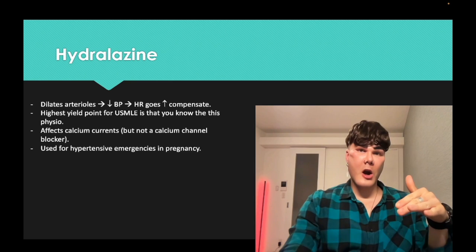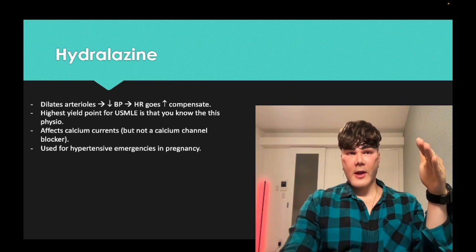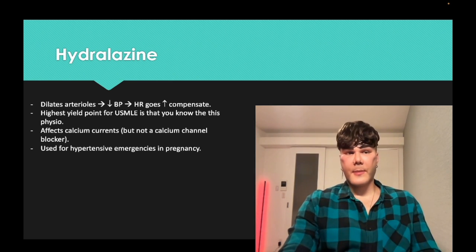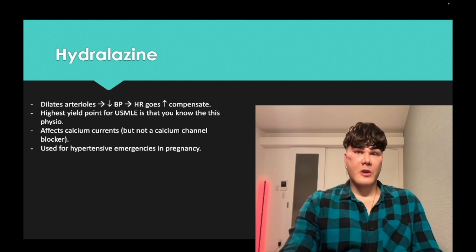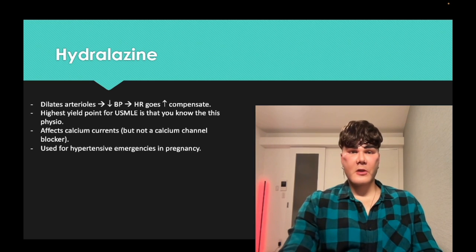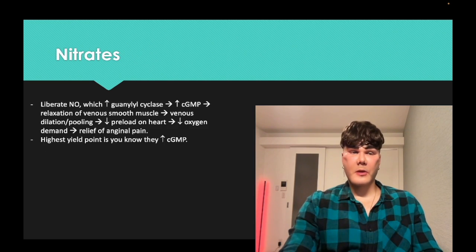So we go ACE inhibitor or ARB, beta blocker, spironolactone, hydralazine, and nitrates up the hierarchy. And then they don't care about its mechanism of action being calcium currents, but I'm just telling you because you're like, well, what does it actually do if it's dilating arterioles? Literature says it affects calcium currents, but it's not directly a calcium channel blocker. But USMLE is not going to ask, as I said. They just want you to know it dilates arterioles, and it can be used for hypertensive emergencies of pregnancy. I didn't write it here, but it can also cause drug-induced lupus with antihistone antibodies.